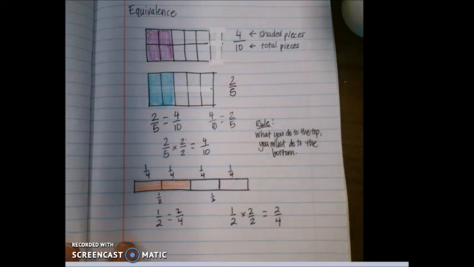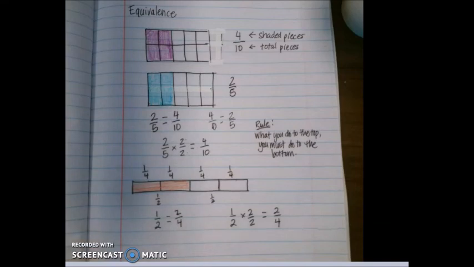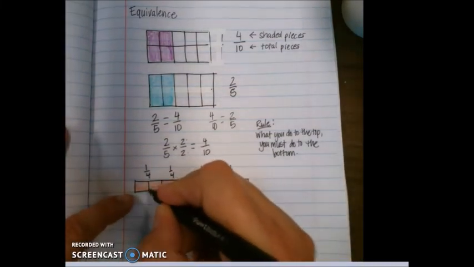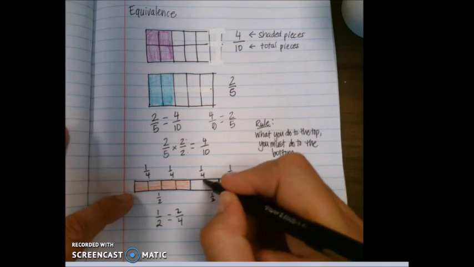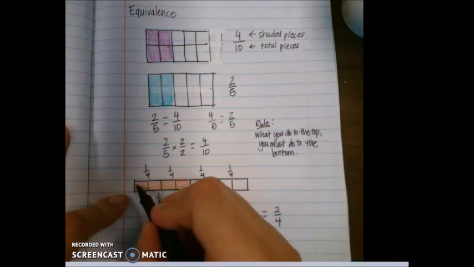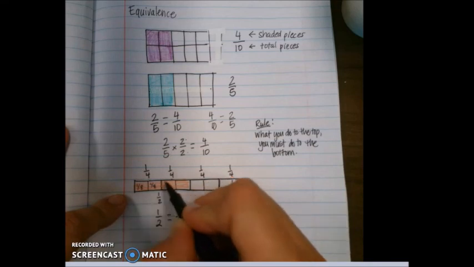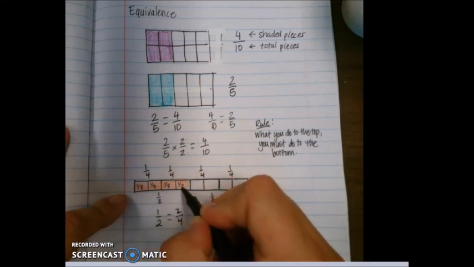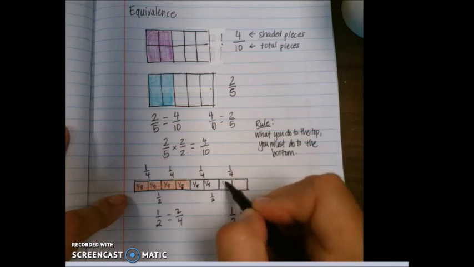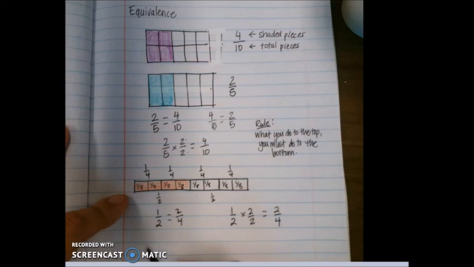Okay, so that is an example of how we decompose this like this. Now, I can kick it up a notch, and I can do this. What do I have now? 8ths, right? So each piece is 1/8. So you're right, 4/8 equals 1/2. So I can say that 1/2 equals 4/8.